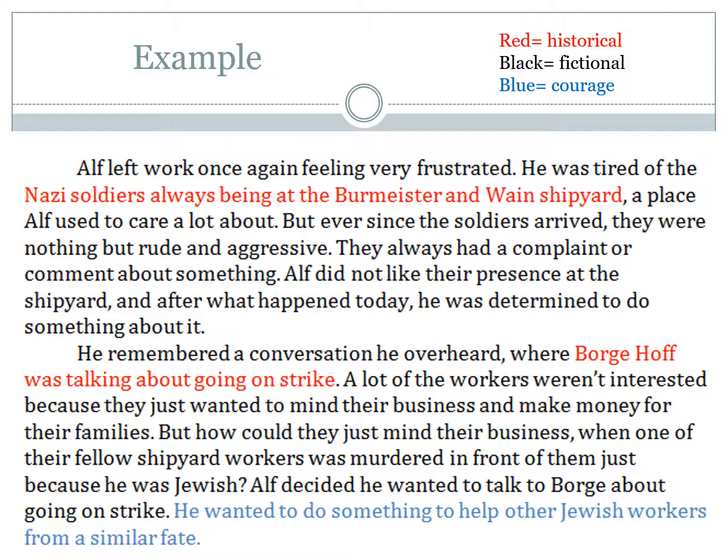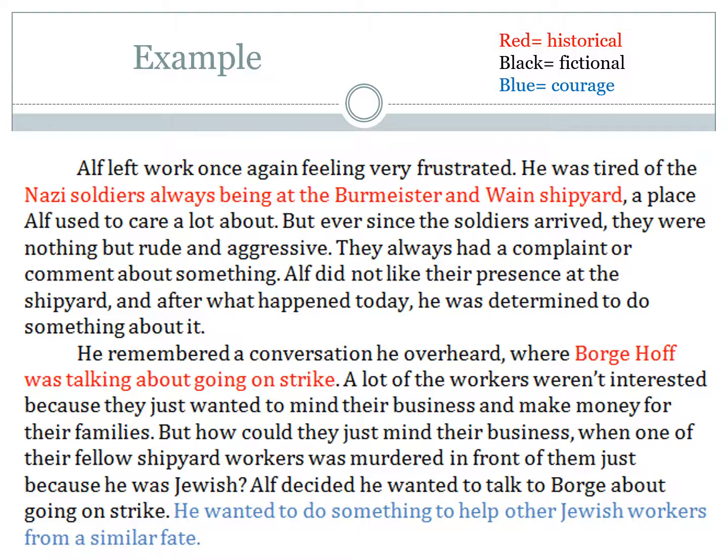Alf left work once again feeling very frustrated. He was tired of the Nazi soldiers always being at the Burmeister and Wain shipyard, a place Alf used to care a lot about. But ever since the soldiers arrived, they were nothing but rude and aggressive. They always had a complaint or comment about something. Alf did not like their presence at the shipyard, and after what happened today, he was determined to do something about it. He remembered a conversation he overheard where Borg Hoff was talking about going on strike.